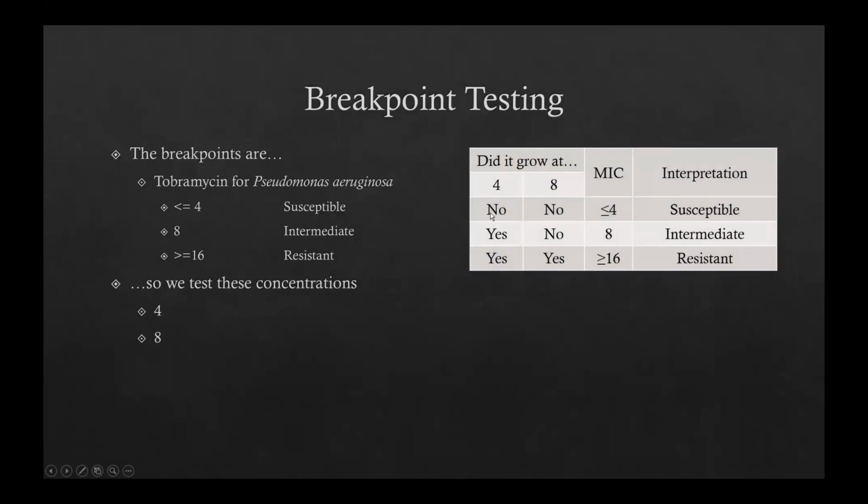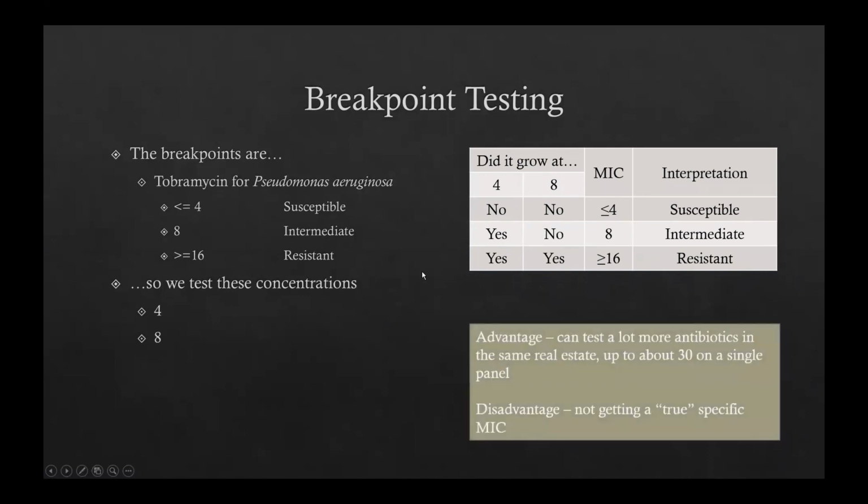If it doesn't grow at 4 and it doesn't grow at 8, then the MIC is less than or equal to 4 and it's susceptible. If it grows at 4 but does not grow at 8, then the MIC is 8 and it's intermediate. If it grows at both, then it's greater than 8 or greater than or equal to 16, and that's resistant. So instead of doing 14 different concentrations, I only have to do 2.